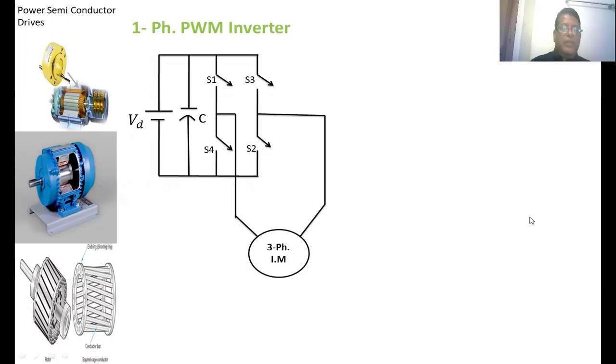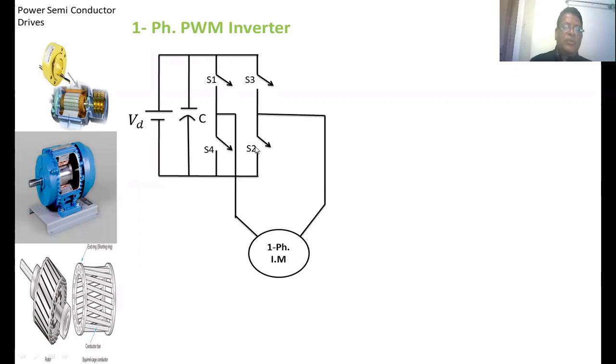This is the circuit diagram for the single-phase inverter. This is the input voltage. This is the capacitor. Generally, we keep this capacitor at the input side to maintain a constant voltage. S1, S2 are control switches, and S3, S4 are also control switches. Across the switches, the diode is also there, but for simplicity, we have not represented the diodes in the circuit diagram. Across these two terminals, the single phase induction motor is connected.